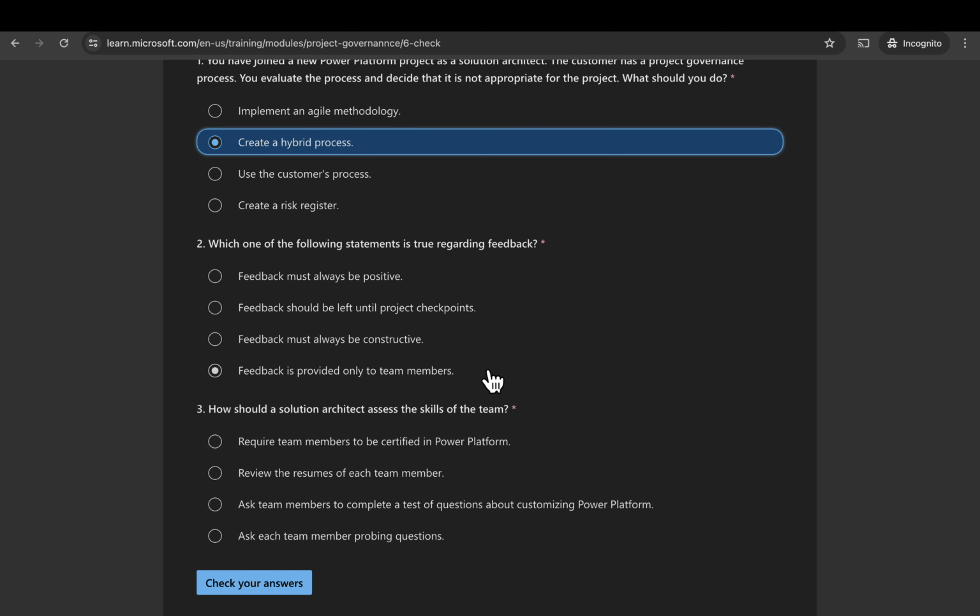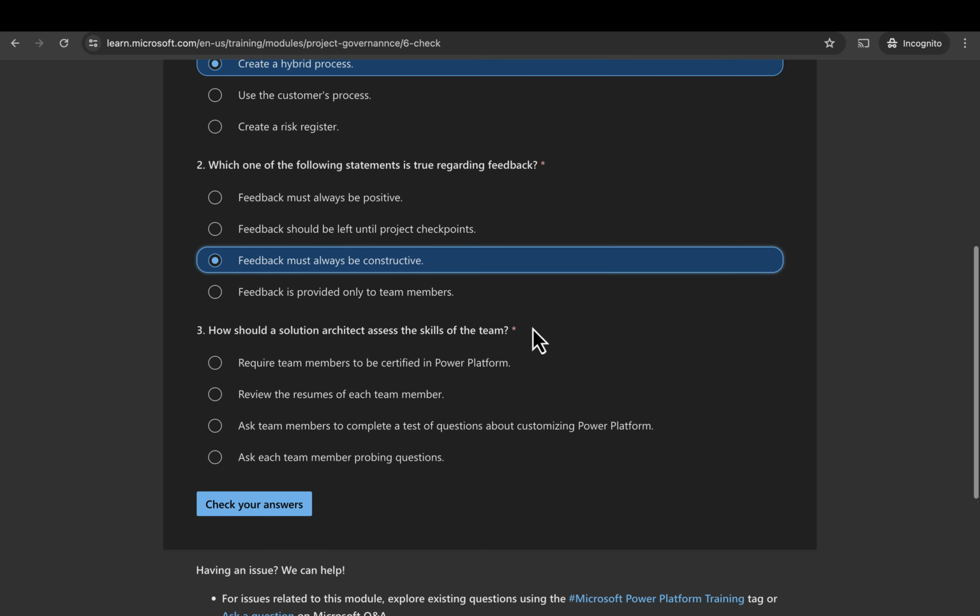Which one of the following statements is true regarding feedback? Feedback must always be positive. Feedback should be left until project checkpoints. Feedback must always be constructive. Feedback is provided only by team members. I'm going to go with feedback must always be constructive.